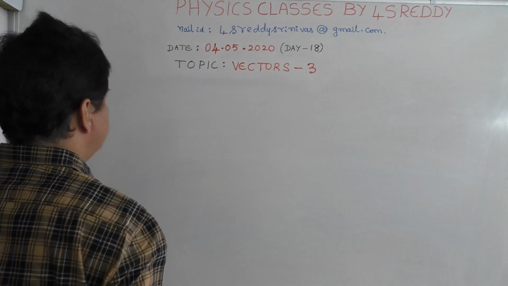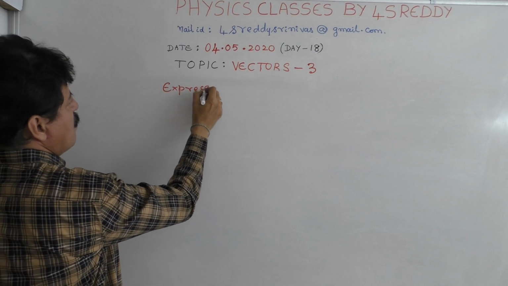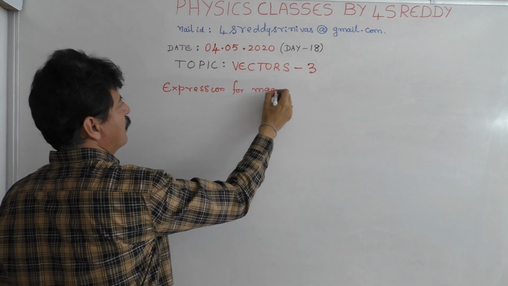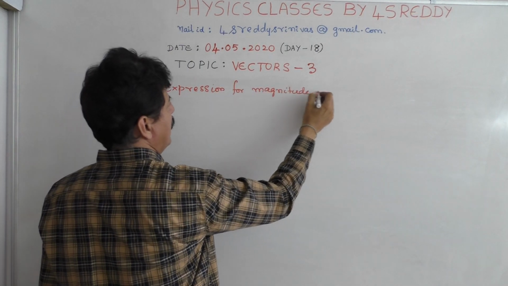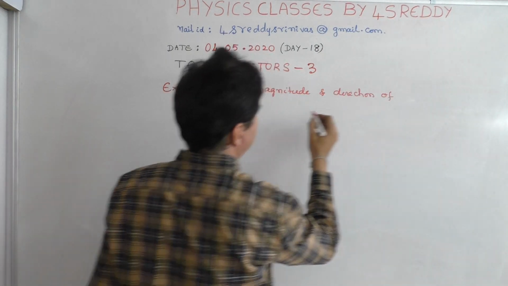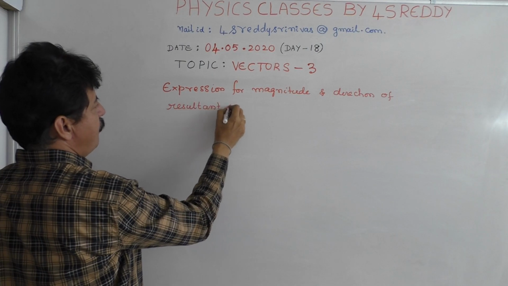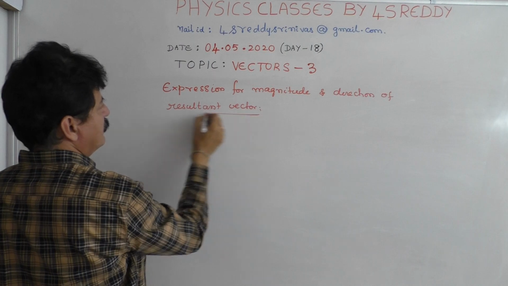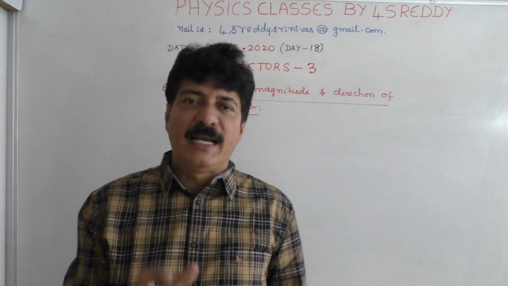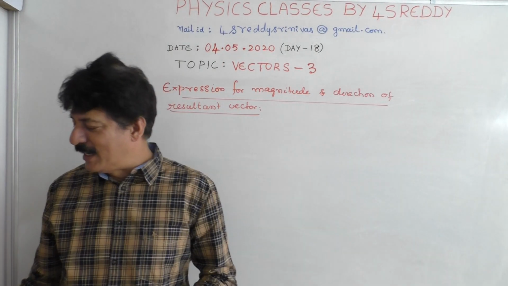Now the side heading is: expression for magnitude and direction of resultant vector. Expression for magnitude and direction of resultant vector.